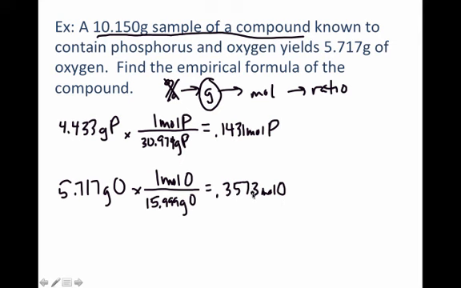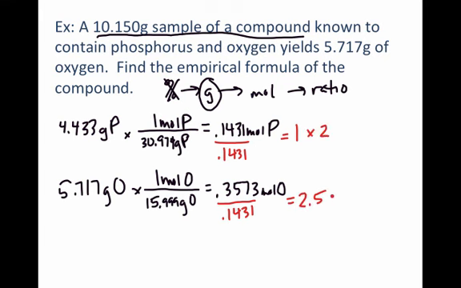Again, a lot of students will forget to do that step to get from moles to ratio where you divide each by the smallest. So let's do that. The smallest is 0.1431. Okay, so that's going to be 1. And then 0.3573 divided by 0.1431 comes out to 2.4968. So we're going to make that 2.5.